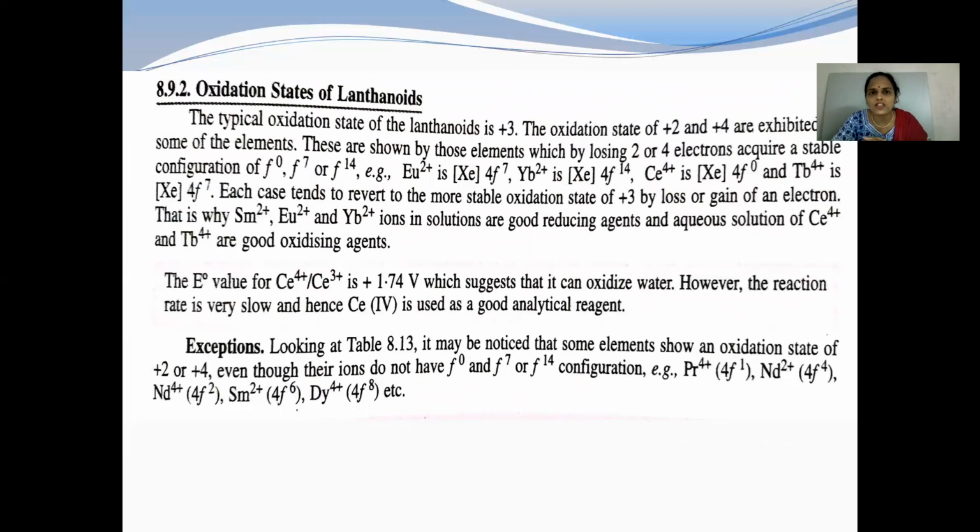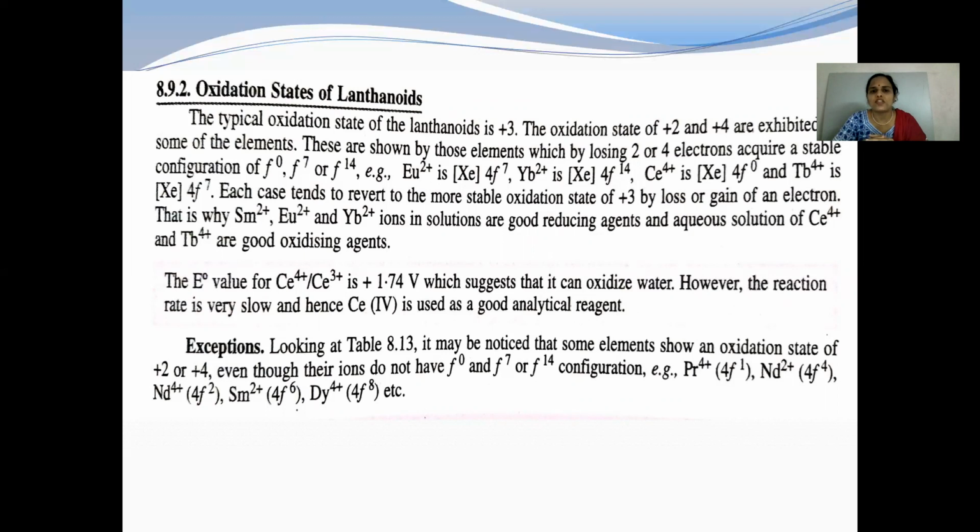Let's see the oxidation states of lanthanoids. As I said, the typical oxidation state of lanthanoid elements is +3. The oxidation states of +2 and +4 are also exhibited by some of the elements, and these are shown by those elements which, by losing 2 or 4 electrons, acquire a stable configuration of f0, f7 or f14. For example, europium in +2 state is Xe 4f7, ytterbium in +2 state is Xe 4f14, cerium in +4 state is Xe 4f0, and Tb in +4 state is Xe 4f7.